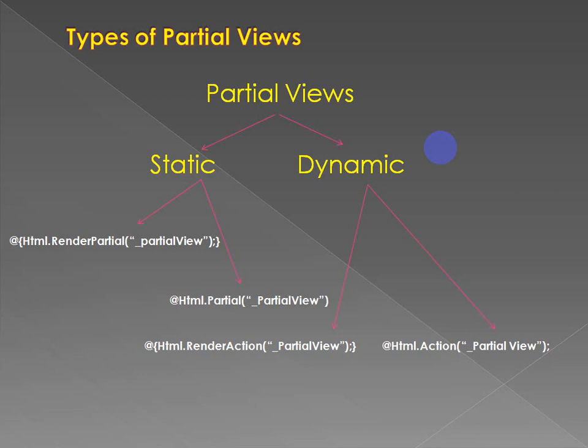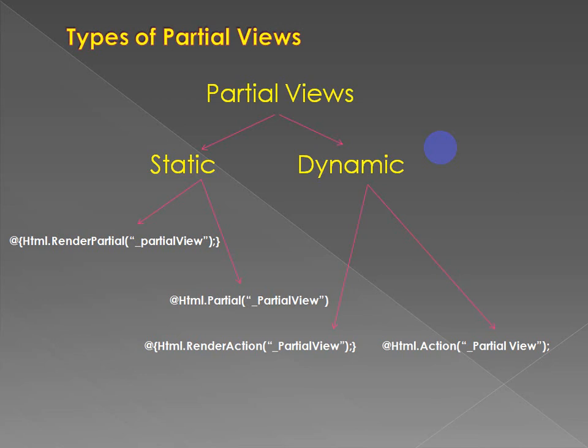There are two methods to implement the static partial view. The first one is Html.RenderPartial and the second one is Html.Partial. RenderPartial will not return anything. It returns void, and it just displays the output on your view page. That is when we use RenderPartial.